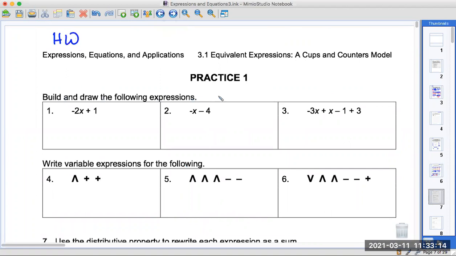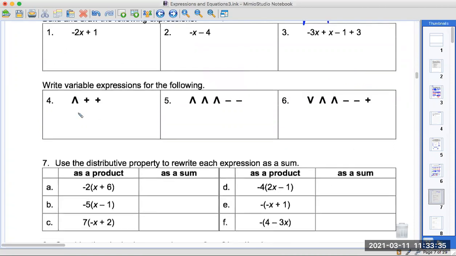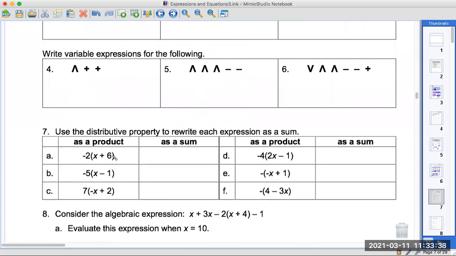Build and draw the following expressions. Remember, cups and counters. And then backwards. This is backwards. So you're ending up with something like this. And then on this one is just like the previous page where I said this is like your homework. What does it look like as a sum? On this one, I would just multiply it out. It's -2x, -2 times +6, minus 12. Okay, that would be the answer for that one.